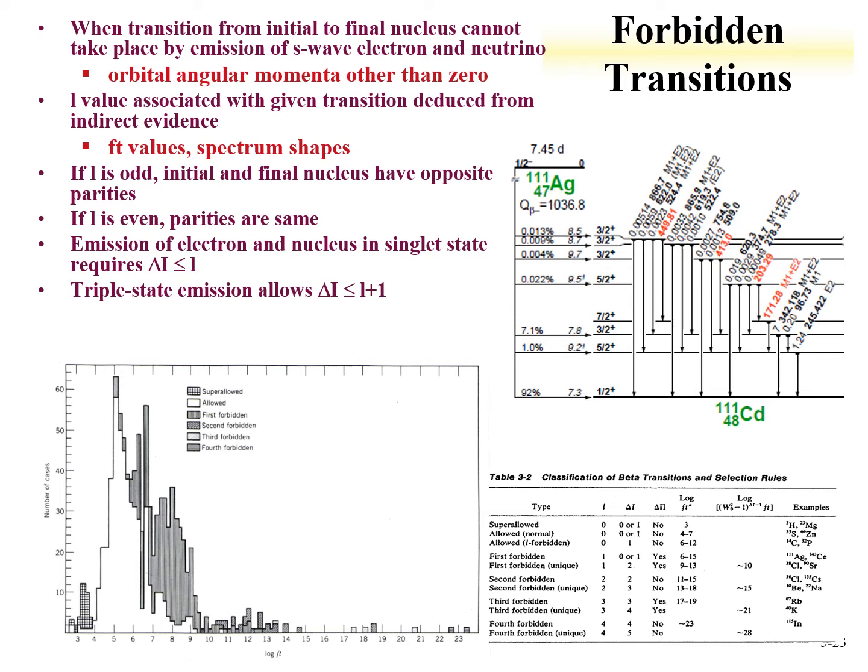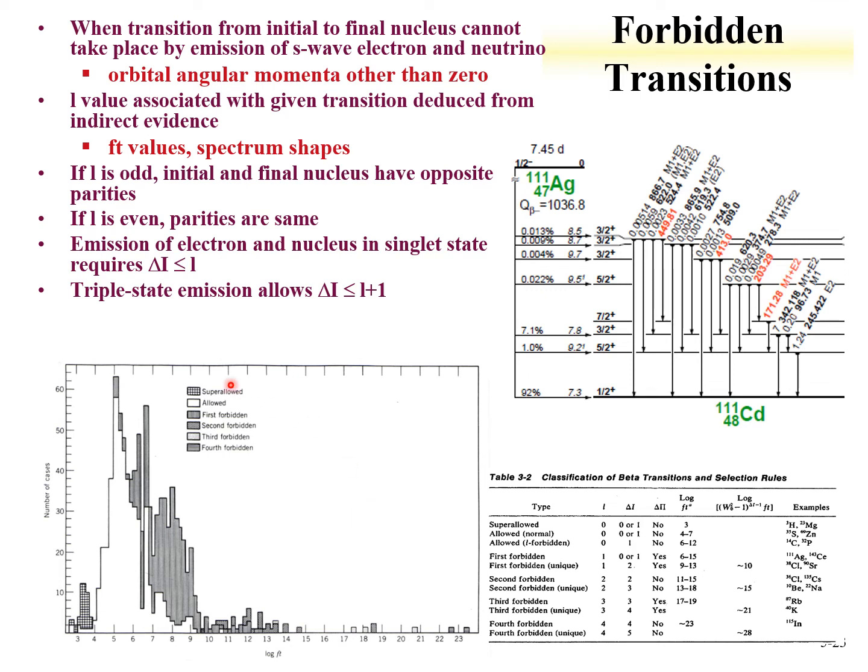As an example of this, a first forbidden transition is the decay of silver-111, where we go from a 1/2 minus to a 1/2 plus. This log ft value is 7.3, which falls within here. Spin change 0, but there is the parity change. 1/2 minus to 1/2 plus. That'll fall into a first forbidden transition.